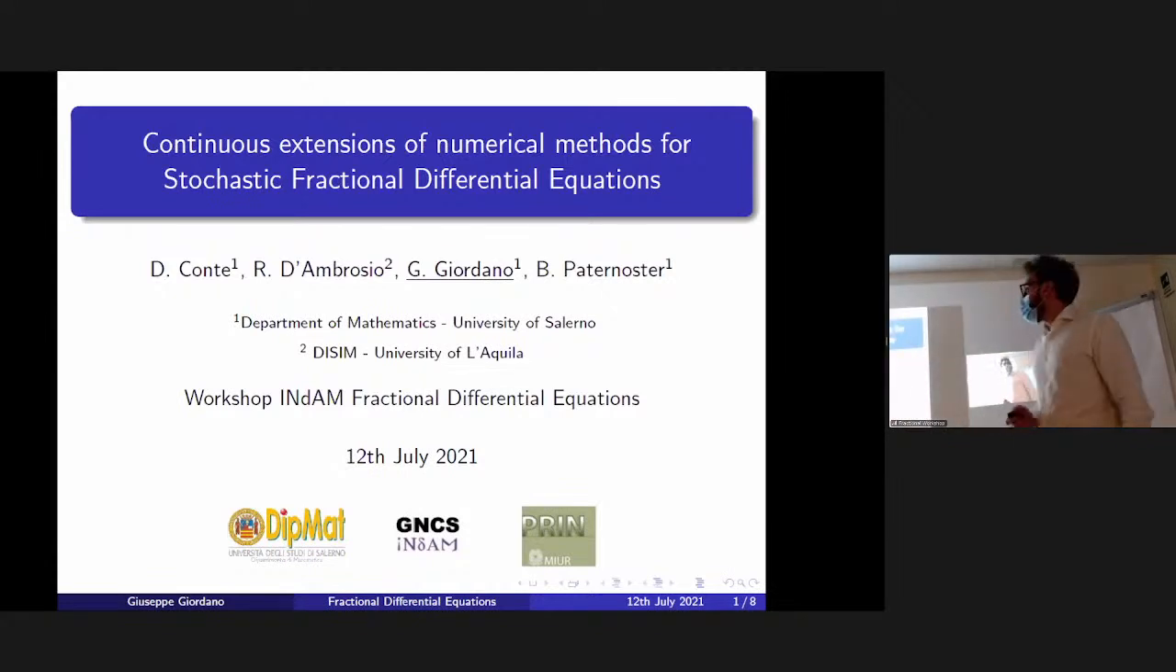Good afternoon, everyone. I am Giuseppe Giordano, a PhD student of the University of Salerno, and today I present a project entitled Continuous Extension of Numerical Methods for Stochastic Fractional Differential Equations. This is a joint work with Professor Dajana Conte, Professor Beatrice Paternoster from the University of Salerno, and Professor Raffaele D'Ambrosio from the University of L'Aquila.